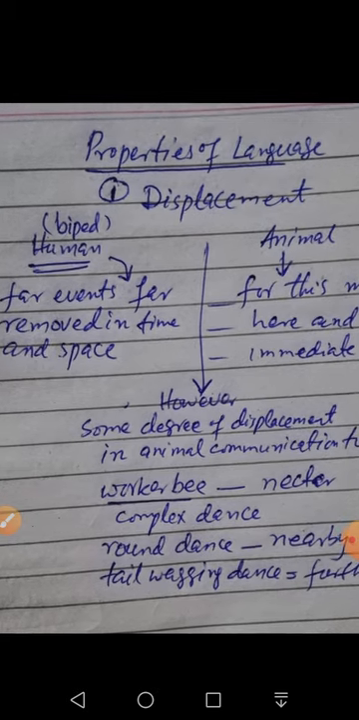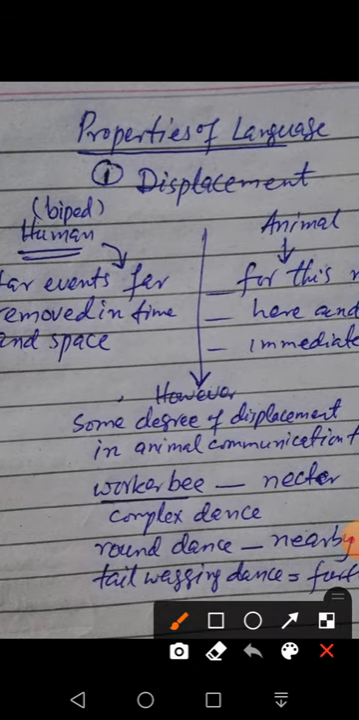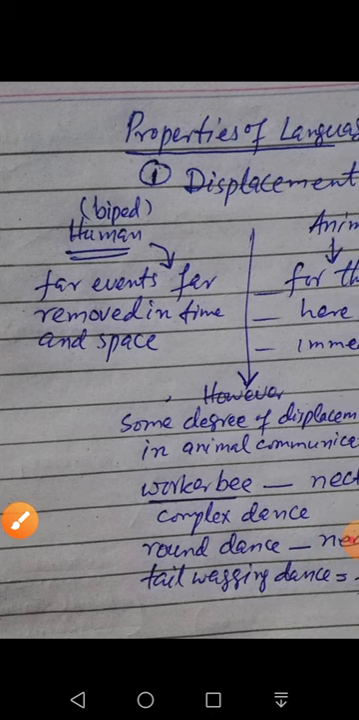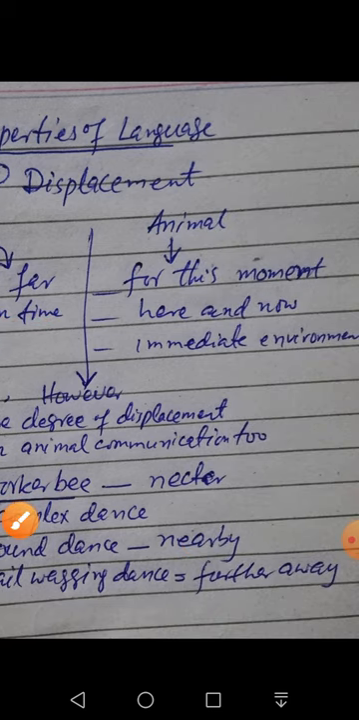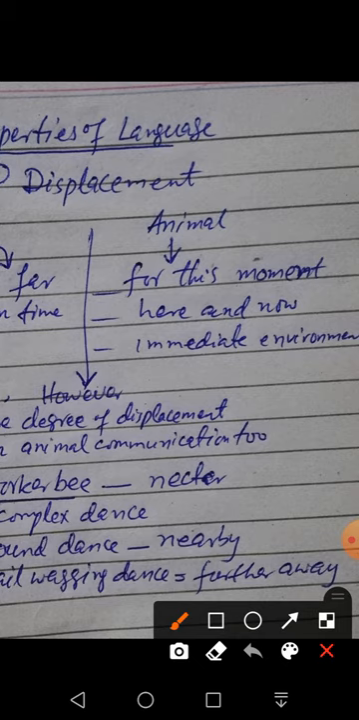First of all, we have displacement. This is a unique property of human language. That is, we humans, through our language, can talk about events which are in the future or in the past, events far removed in time and space. That is, we can talk about events which are very far away from us, in the future as well as in the past. But animal communication systems don't have this feature. Rather, their communication system is for this moment, here and now, our immediate environment.